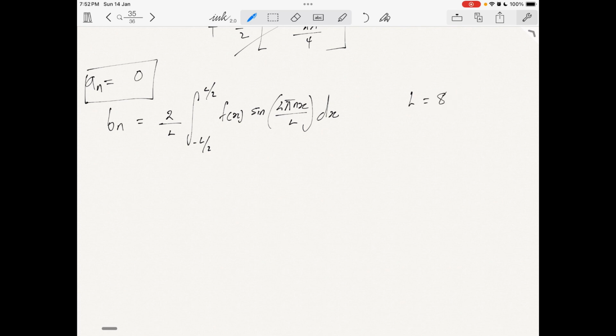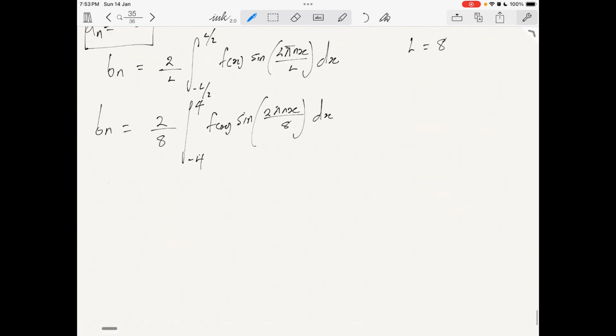Okay, l is equal to 8. So let's substitute our values for l. We have that bn is equal to 2 over 8 integral of minus 4 to plus 4 of f of x into sine 2 pi nx over 8 dx. So in essence, this will be 1 over 4 integral of minus 4 to 4 of f of x sine pi nx over 4 dx.